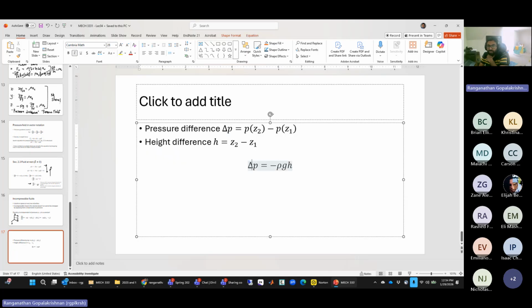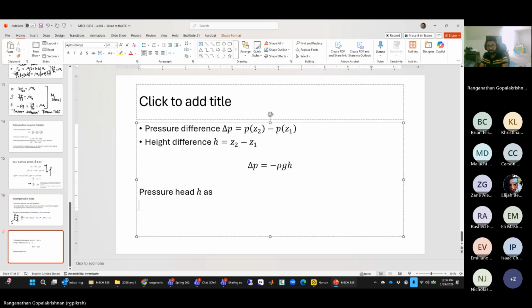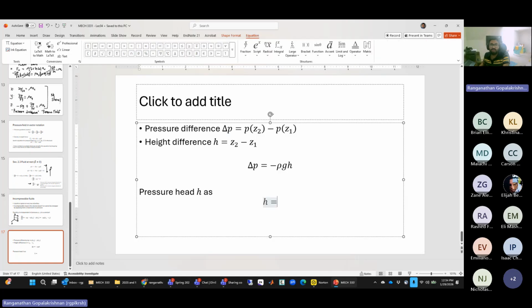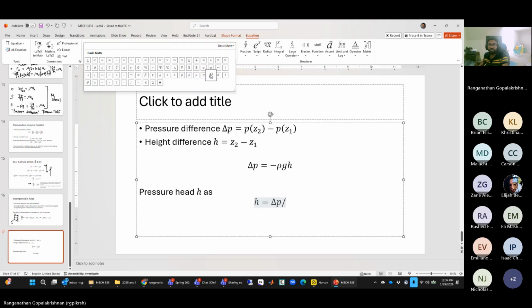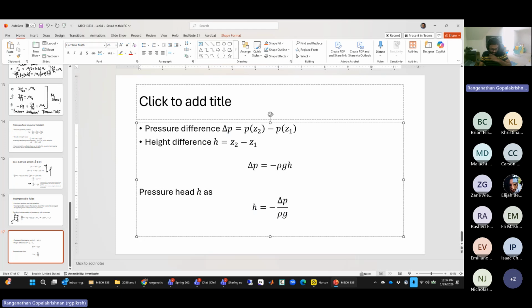So we write the change in pressure is equal to the difference in height between two levels along the vertical direction. And we also define pressure head H as H equal to the pressure drop delta P divided by rho times G. Pressure drop divided by rho times G.